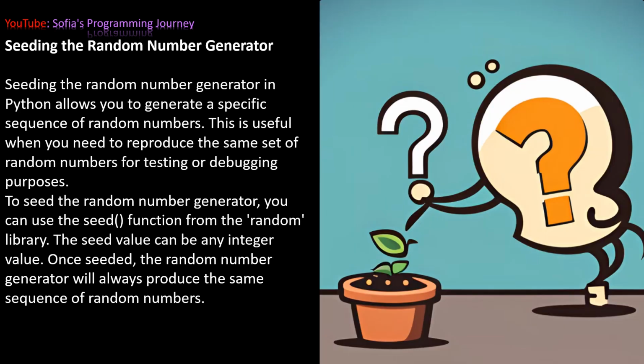Seeding the random number generator. Seeding the random number generator in Python allows you to generate a specific sequence of random numbers. This is useful when you need to reproduce the same set of random numbers for testing or debugging purposes. To seed the random number generator, you can use a seed function from the random library. The seed value can be any integer value. Once seeded, the random number generator will always produce the same sequence of random numbers.